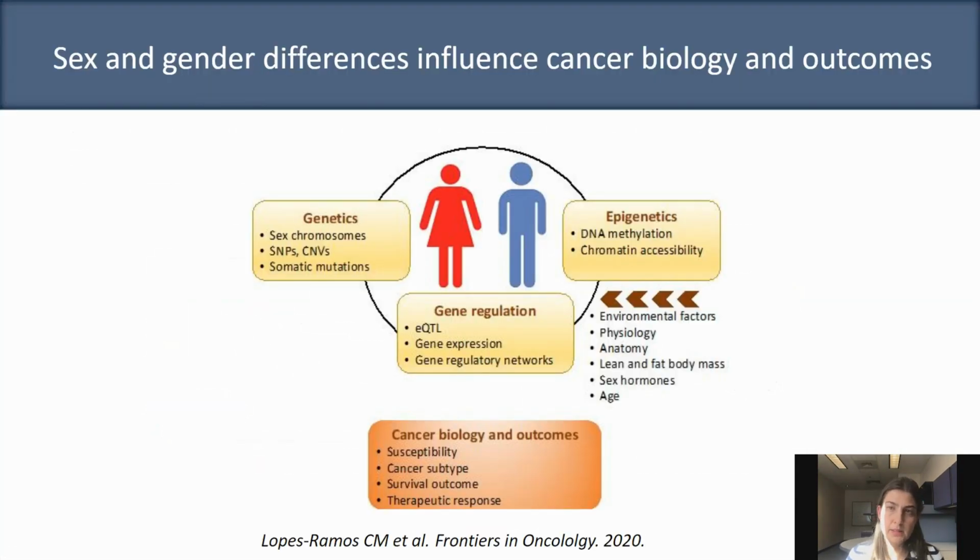And as we saw before, there are a lot of factors that can impact sex differences. So we can see environmental factors, sex hormones, and the combination of genetics, epigenetics, and gene regulation. This will ultimately impact cancer incidence and even response to treatment in males and females.